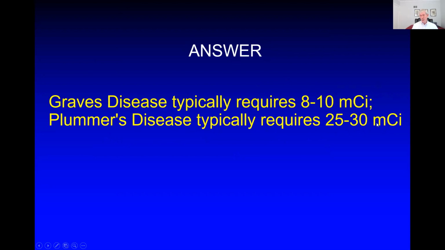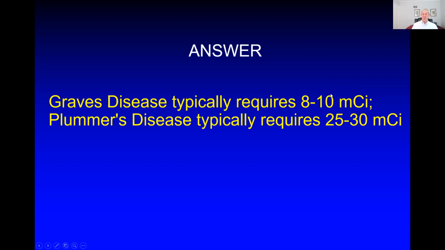but the hot nodules almost always require 25 or 30. And one good question is, who is more likely to require a higher dose? Who is more likely to require a higher dose, women or men? Men. Nobody knows why. I don't think men's thyroids are really much bigger than women's, but women typically require around 8 and men require around 10.